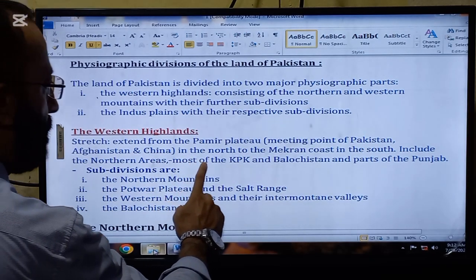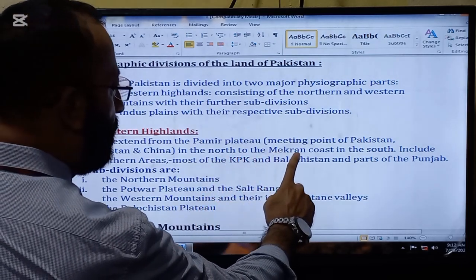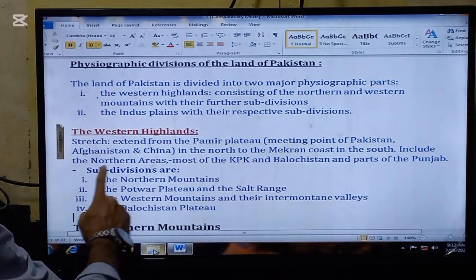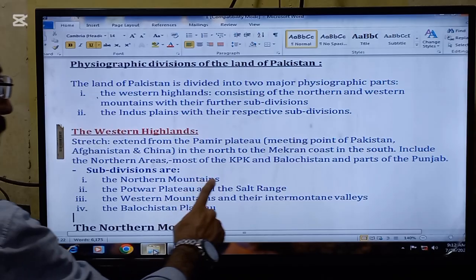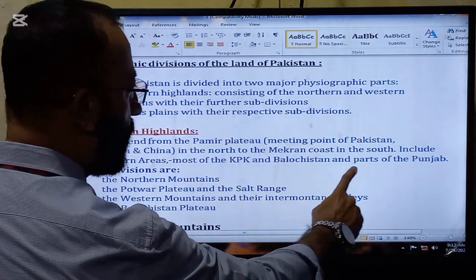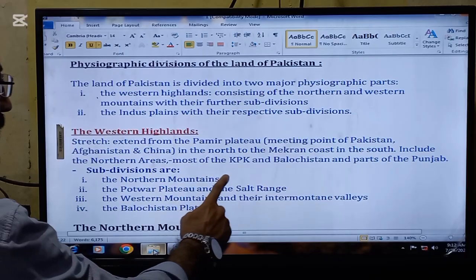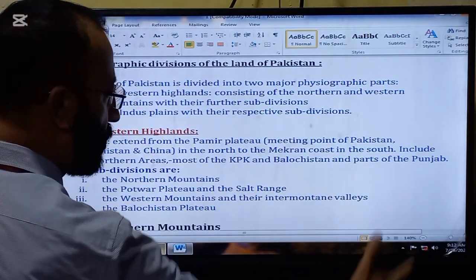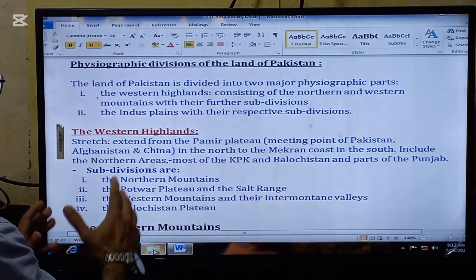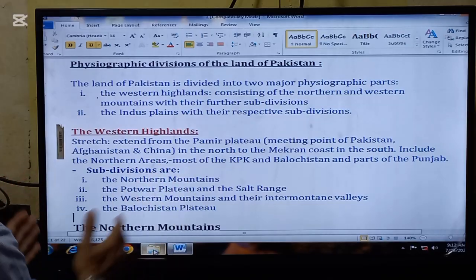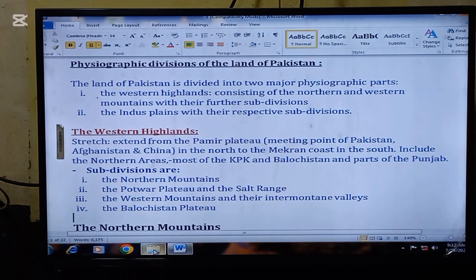The Western Highlands extend from the Pamir Plateau, the meeting point of Pakistan, Afghanistan, and China in the north, to Makran coast in the south, and include the northern areas, most of the KPK and Balochistan, and parts of the Punjab. So this is the general sketch of the Western Highlands, and here we are going to read one by one the subdivisions of the Western Highlands.